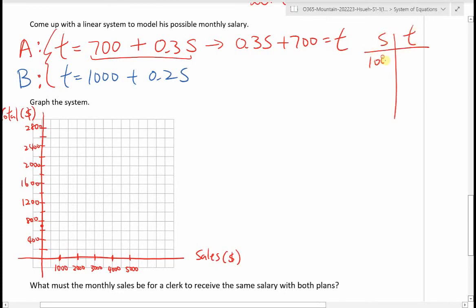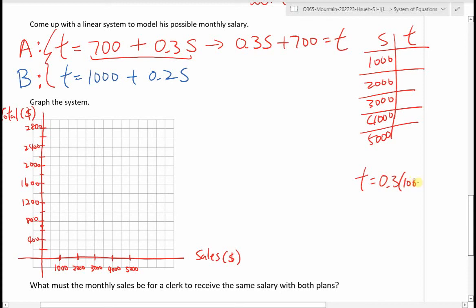S and T: 1,000, 2,000, 3,000. I only make it all the way to 5,000, okay? Only up to 5,000. So to find T, you simply plug in 1,000. I'll show you one, and then I'll just do the rest without showing the work. If you sell $1,000, then that's what you put into S.